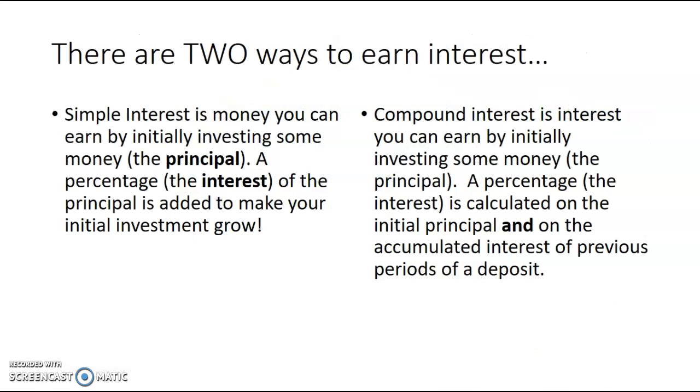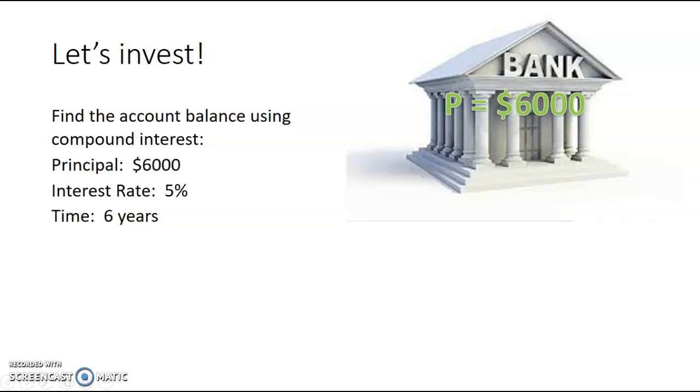Today we're looking at compound interest, which you earn by initially investing some money, which is the principal, and then a percentage, or the interest rate, is calculated on the initial principal and on the accumulated interest of previous periods of deposit. So if we are to invest and we're going to find the account balance using compounded interest, let's say we have $6,000, an interest rate of 5%, and we're going to invest for 6 years.